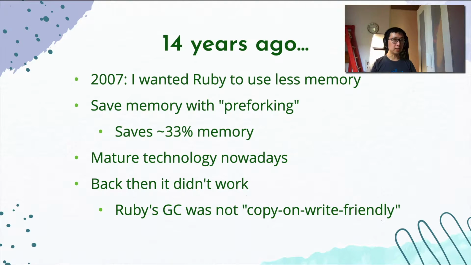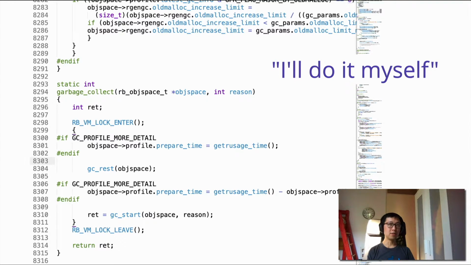Back then, it did not work because the Ruby garbage collector was not copy-on-write friendly. And not being copy-on-write friendly meant that every time a garbage collection happens, the way the garbage collector worked basically undid all the memory optimizations that were made possible by pre-forking. So in order to fix that, I dived into the Ruby source code and made it copy-on-write friendly. I then published my patches and wrote a number of blog posts.